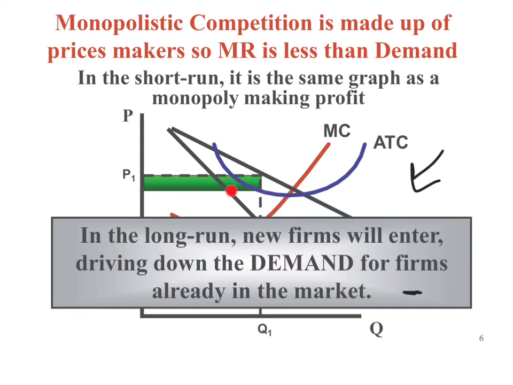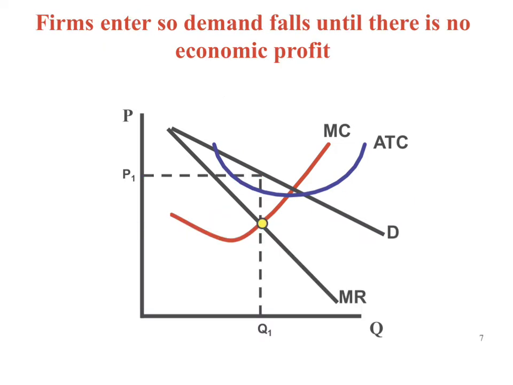Well, it happens to be a monopolistic competitor that's actually making a profit. So that tells us a little something. If you were asked to draw monopolistic competition making a profit, it looks exactly like a monopoly. MR is less than demand, price up to the demand curve, quantity where MR equals MC.